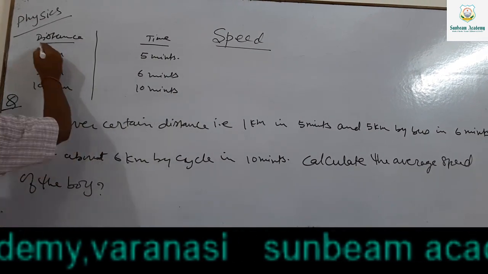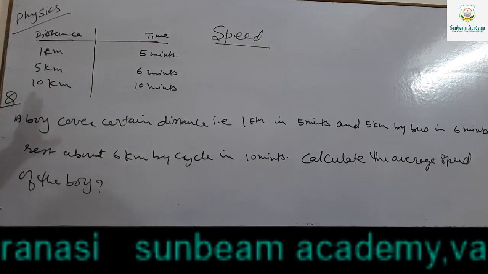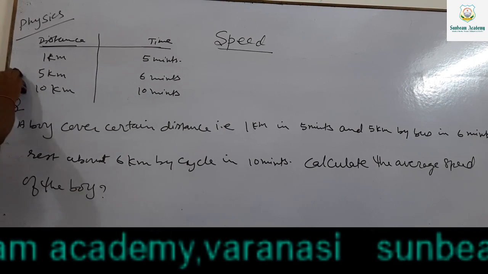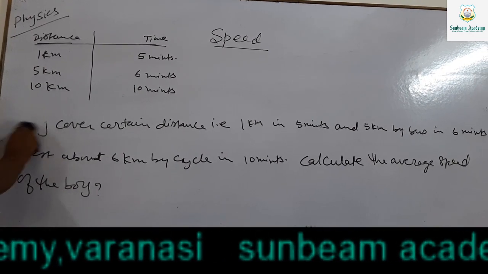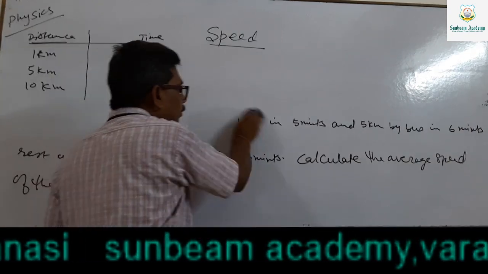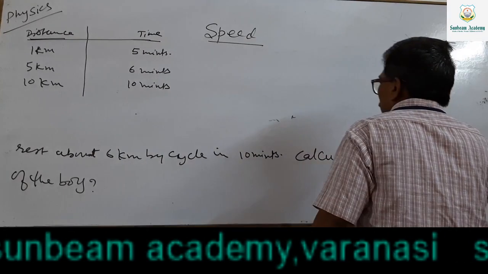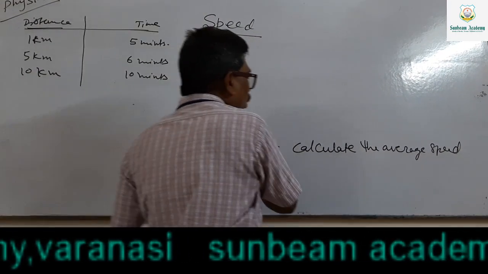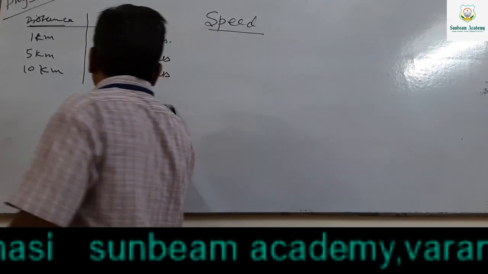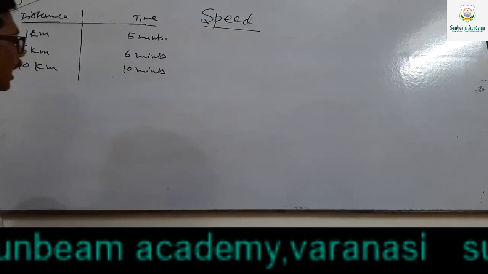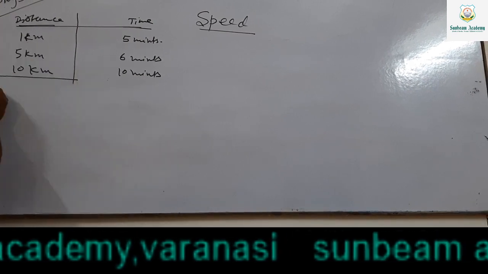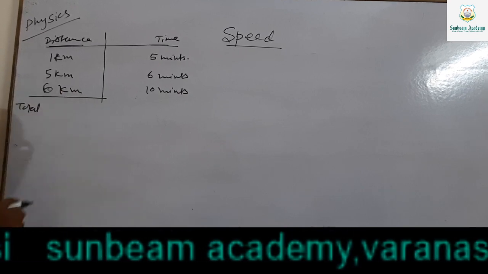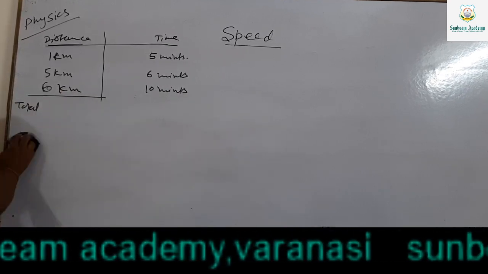Now, these are the distance traveled at different time. Now, what we have to calculate? I have to calculate the average speed of the boy of whole journey. Speed of the boy of the whole journey. First I have to add all this distance. Now here it is 6 kilometers in 10 minutes. Now what I have to do?